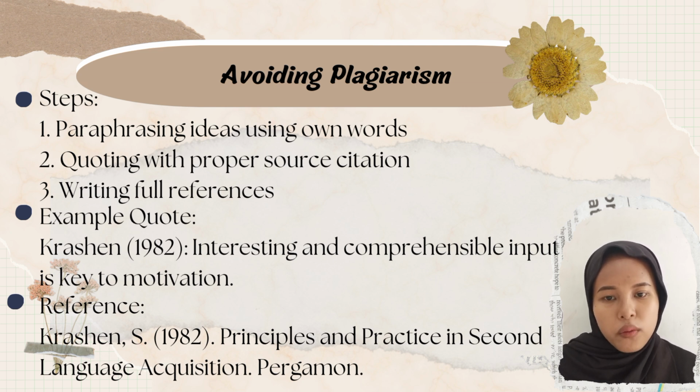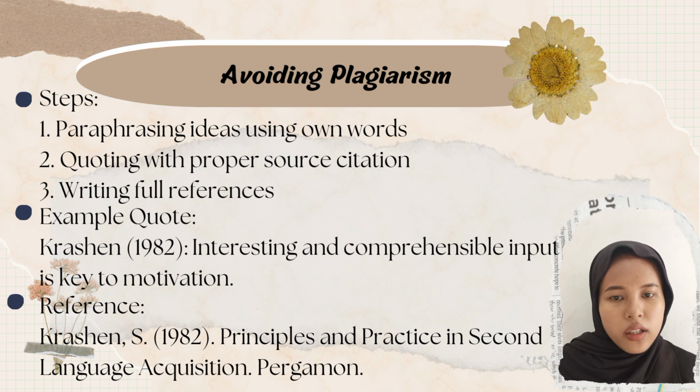First, I always try to paraphrase, that means writing ideas in my own words instead of copying directly. Second, if I want to use the exact words from a source, I put quotation marks around it and mention the author and year. This is called a direct quote. Third, I always include a complete list of all the books, articles, and websites I use. This is called a reference list or bibliography.